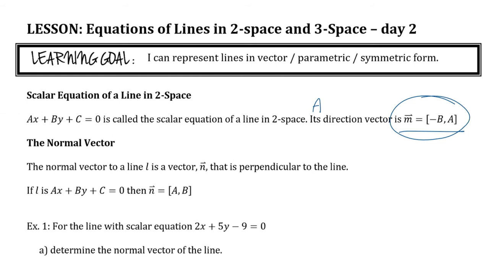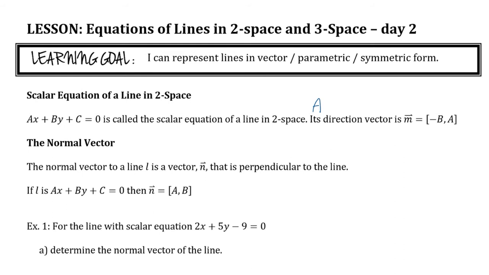But the B and the A are obviously the coefficients of the X and the Y, and that will give us a direction vector. And getting a direction vector for a line is going to be useful, right? That's going to be something that we need. So being able to quickly get it just by inspection is going to be helpful. Now, that's one of the new little pieces of terminology from today.